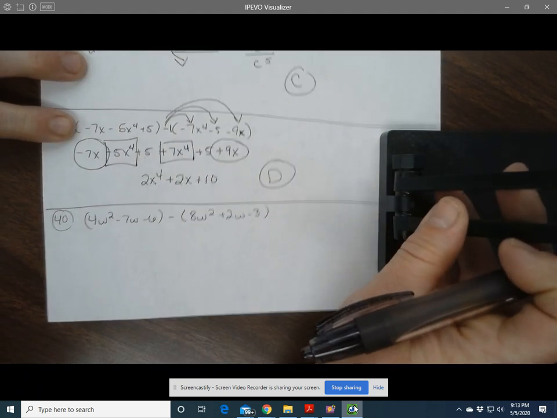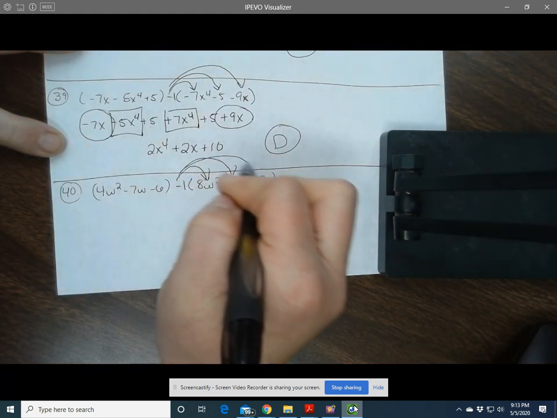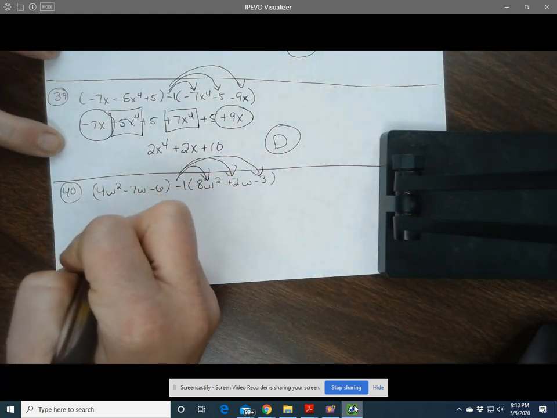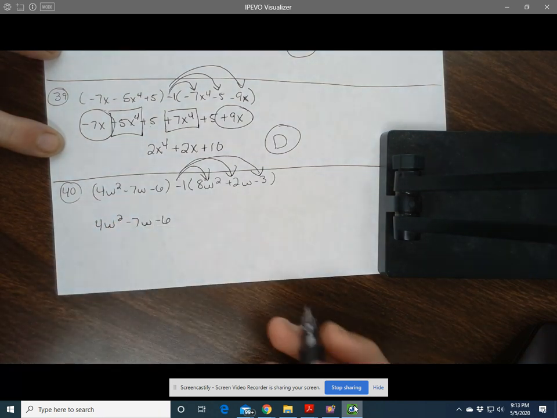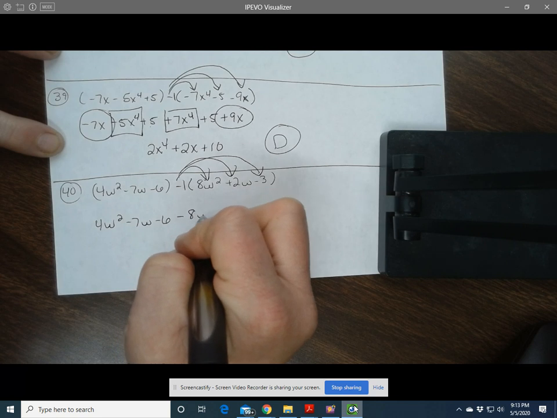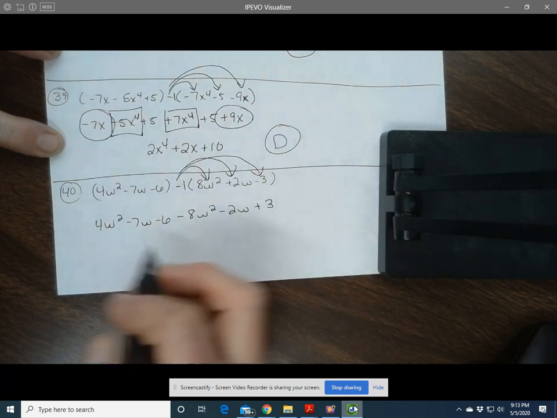So we're going to do the same thing with number 40. Again, that's like a -1 that's distributed, and then I rewrite it. So I have 4w squared minus 7w minus 6. I'm just carrying that down. Minus 8w squared minus 2w, and that's now going to be a plus 3.